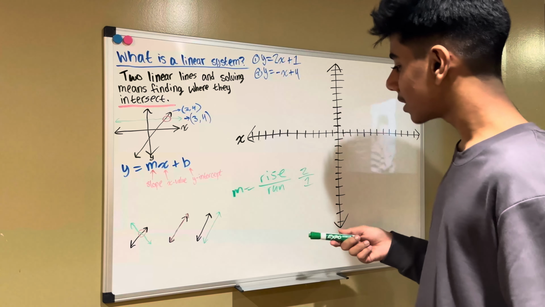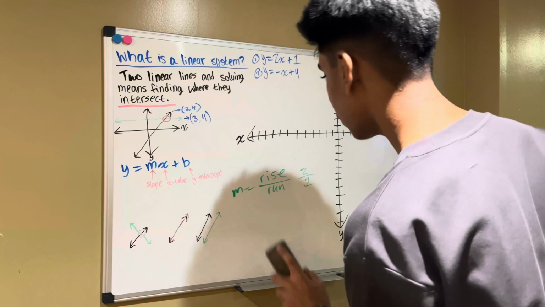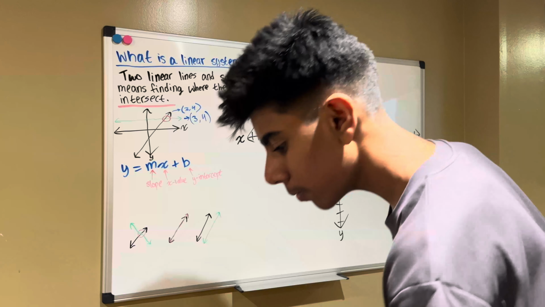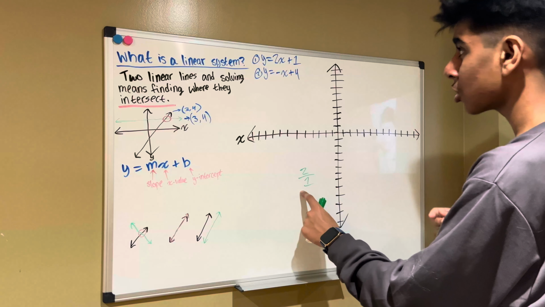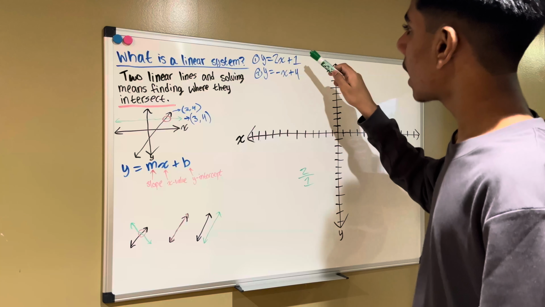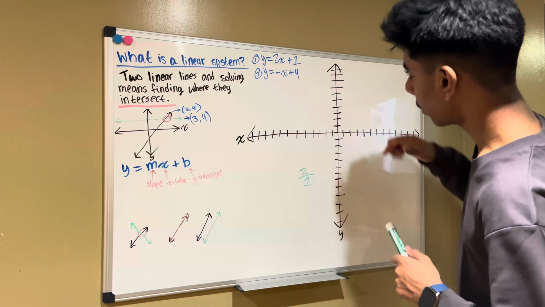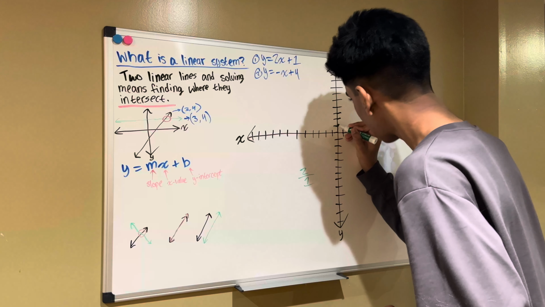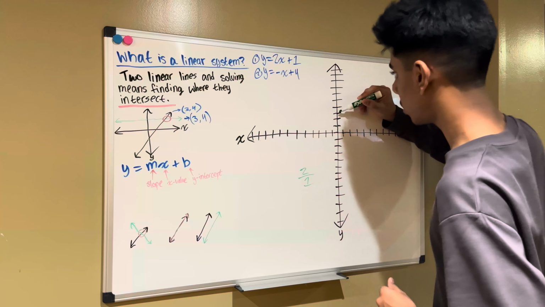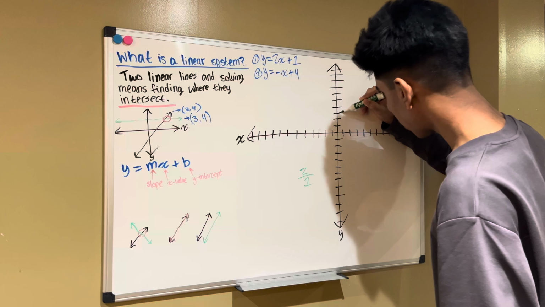Can you see the similarities here? Rise is 2, run is 1. So now we know the slope and how much to go up by and run by. Now we need to see the y-intercept. This is plus 1, so it would be right over here. This is the y-intercept. Let's mark that point. Now it goes up by 2 because that's the rise: 1, 2. And runs by 1, so 1 right here. This is one point.